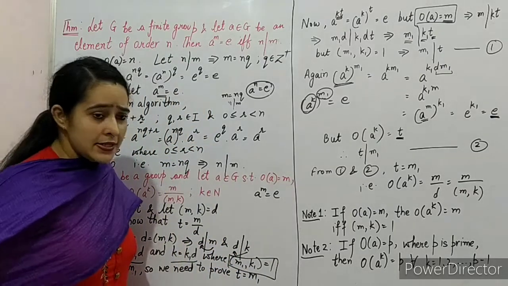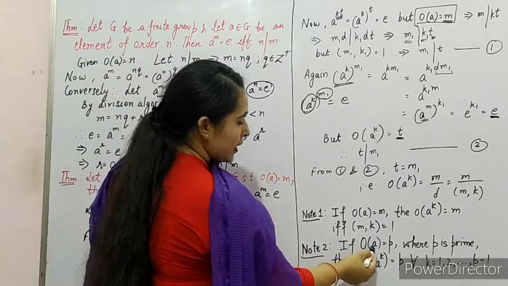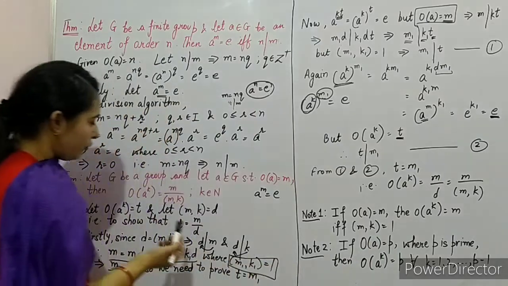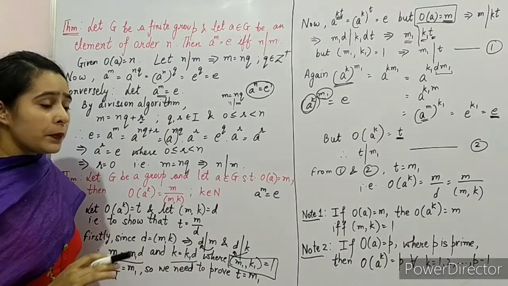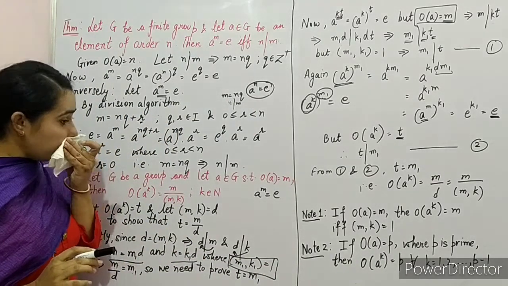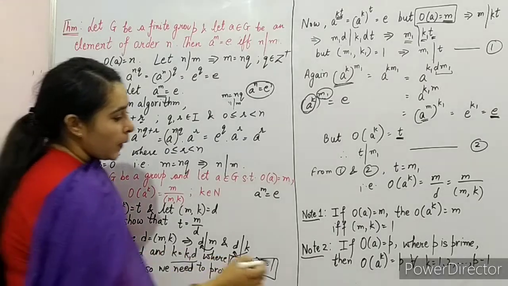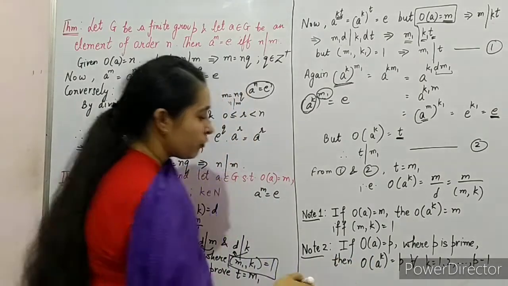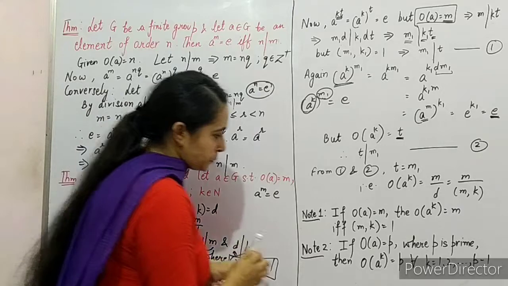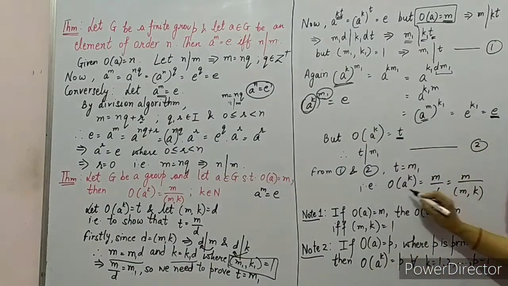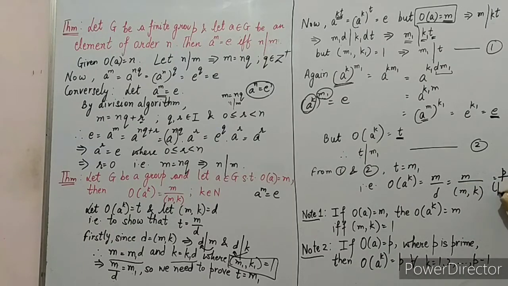Now the next result is if the order of a is equal to p. Instead of m we have written p, where p is prime. p is some prime number. Then the order of a raised to power k. What will be the order of a raised to power k? It will be equal to, what is m? m is p here, upon GCD of p and k.